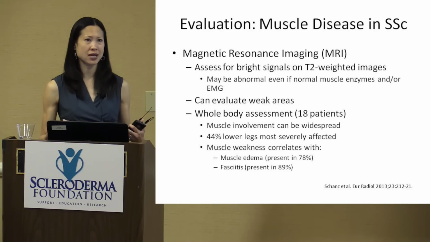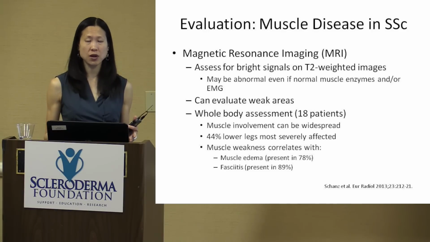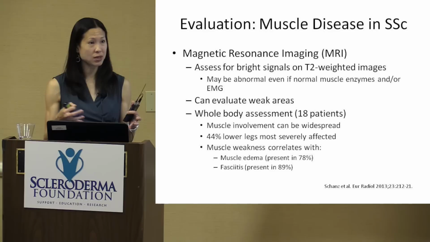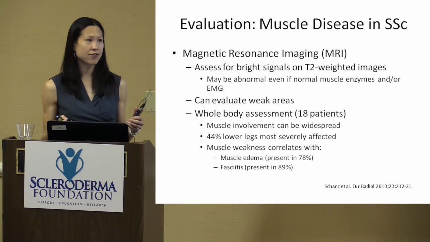Just say if a patient has weakness everywhere, where do you want to go for? Probably would choose the lower legs. And the muscle weakness corresponds with two findings on the MRIs. Muscle edema, which is thought to be fluid in the muscles and representative of inflammation, and then fasciitis.